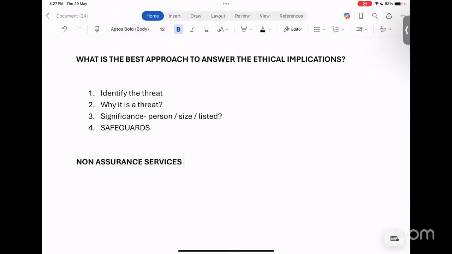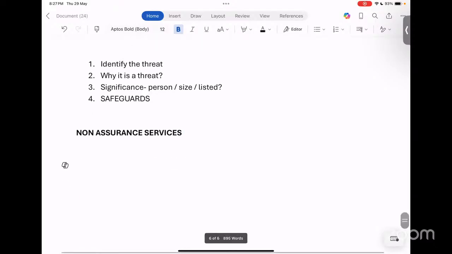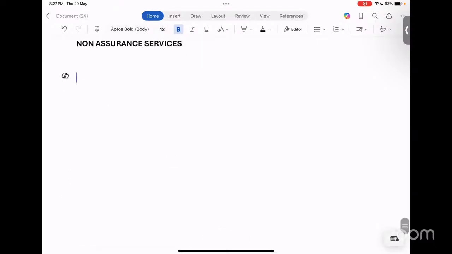Non-assurance services. Can an auditor provide other services like review, reporting, valuation services or IT services to the clients which he is auditing? If the client is listed, I cannot provide any such service. If that service is related to preparation of financial statements, I cannot provide such services. They are strictly prohibited under the code of ethics.